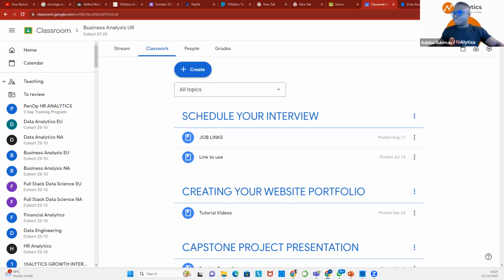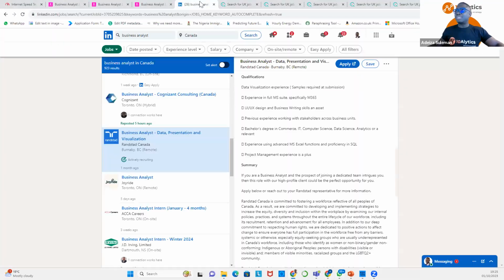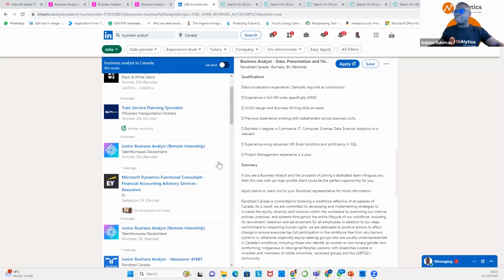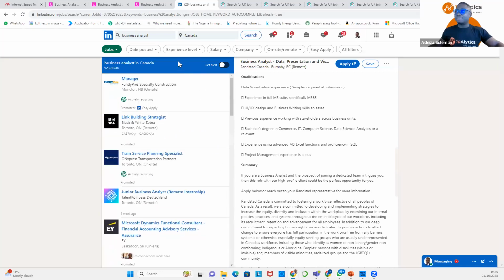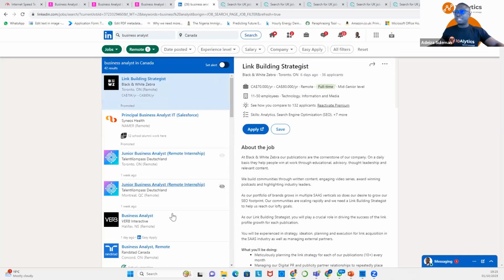All you have to do is go, and there are so many websites to check. But if you go back to LinkedIn, for the gentleman asking, all you have to do is come to the filter and filter for only what? Remote. Filter for only remote and show results.